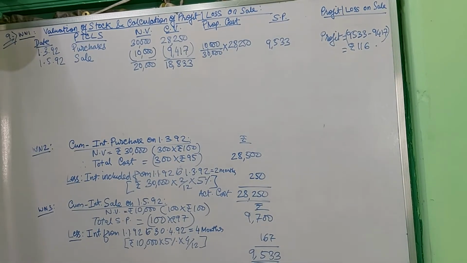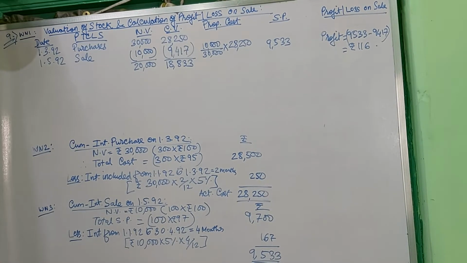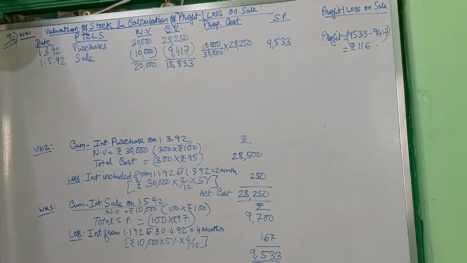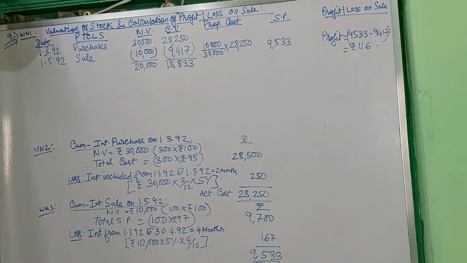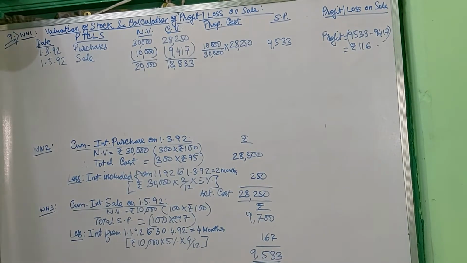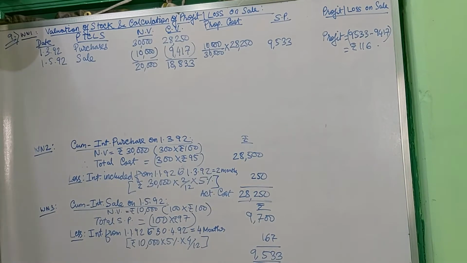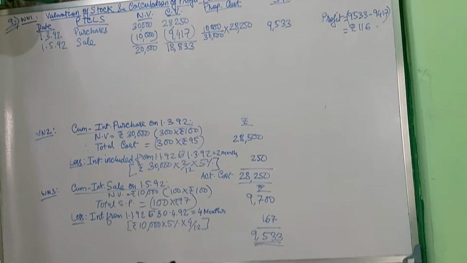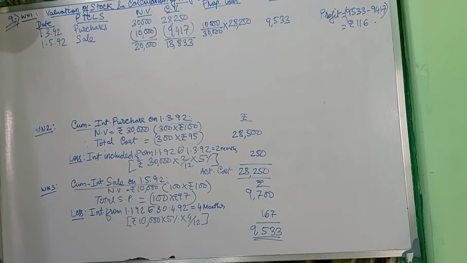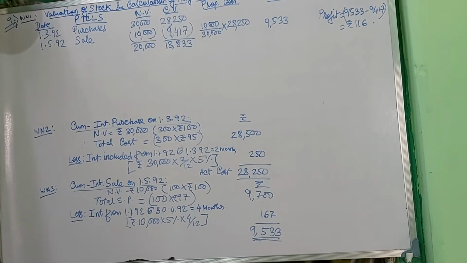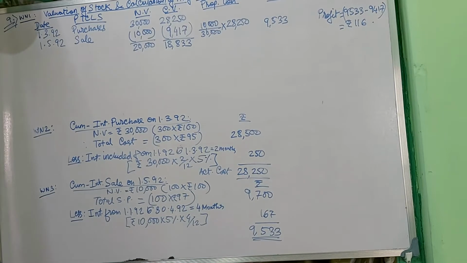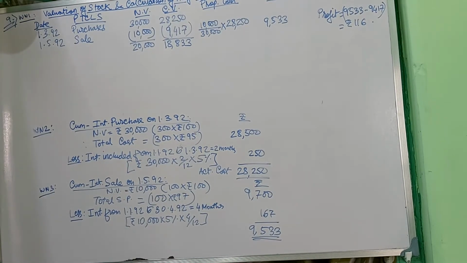So I have written in working note 1, purchase date is 1/3/92, nominal value 30,000 and capital value 28,250. Next, on 1st of May, the company sold 10,000 of stock at 97 cum interest. Again, the company is selling 10,000 of the stock cum interest, so I have to make working note 3 below working note 2, the cum interest sale on 1/5/1992.